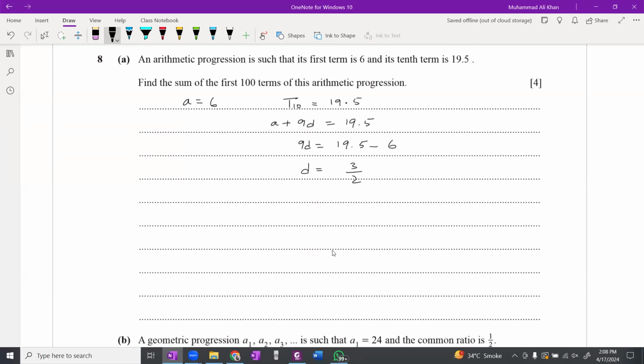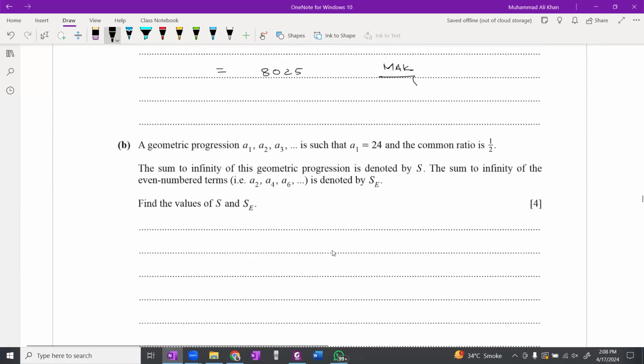We have to find the sum of the first 100 terms. So use the formula of sum. S100 equals n by 2 times (2a plus (n minus 1) times d). 100 minus 1 is 99. So according to this, by using our calculator, the answer is 8025. The answer is 8025. A simple question. Now, what is in part B?